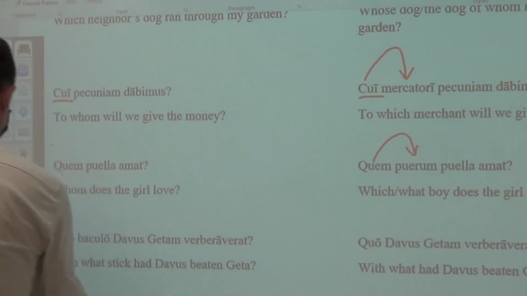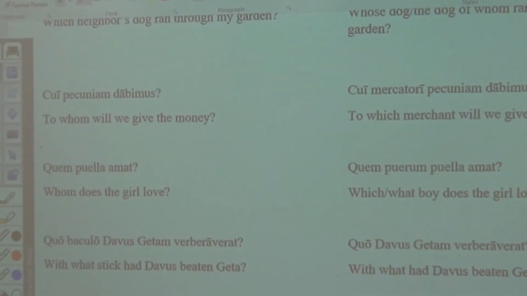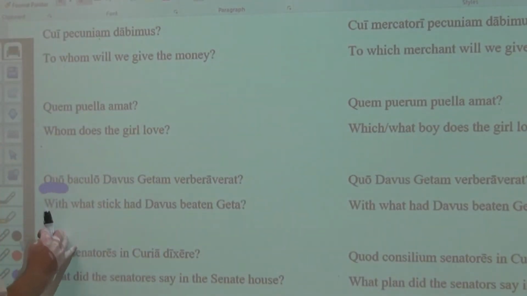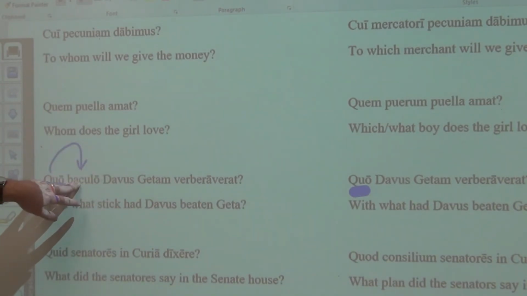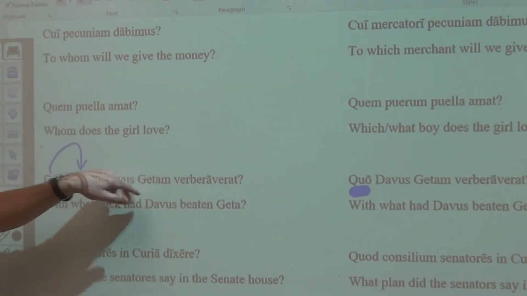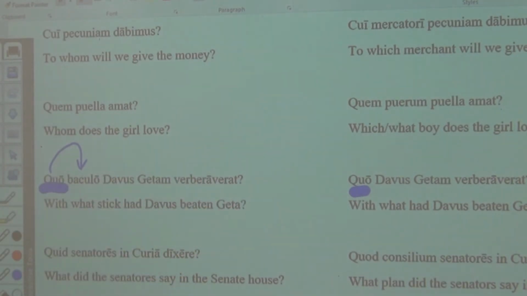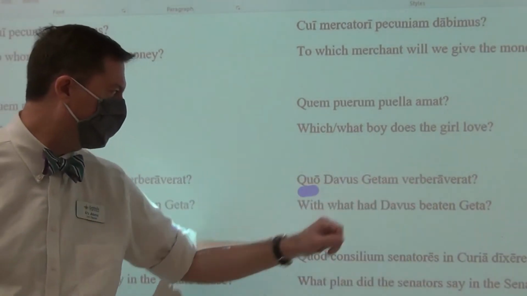In the ablative. Quo. Here, quo, and here, quo. The difference is that that quo is modifying baculo. With what stick had Davus beaten Geta? With what had Davus beaten Geta?